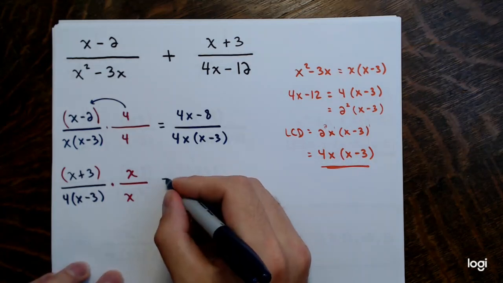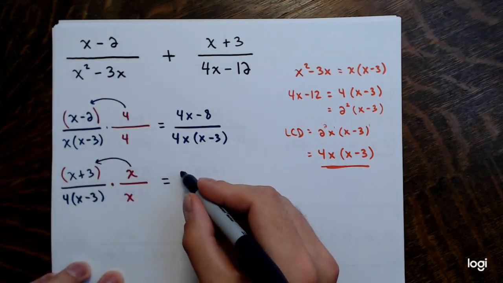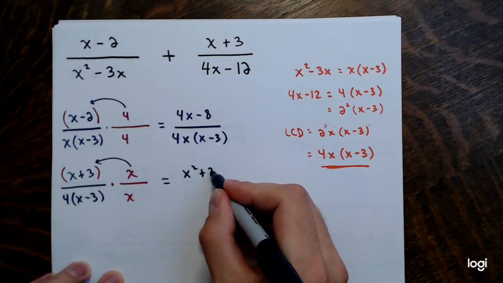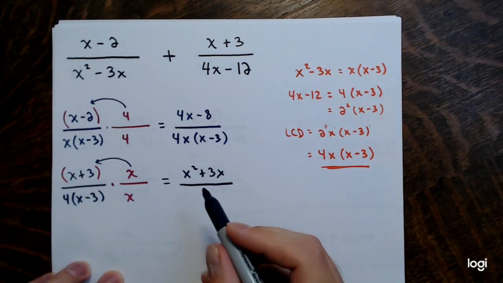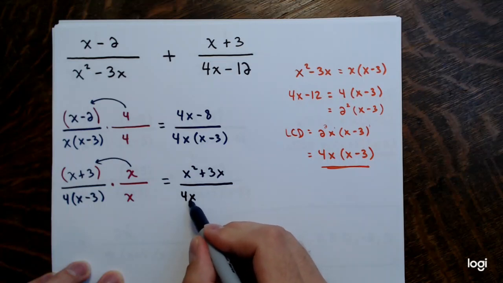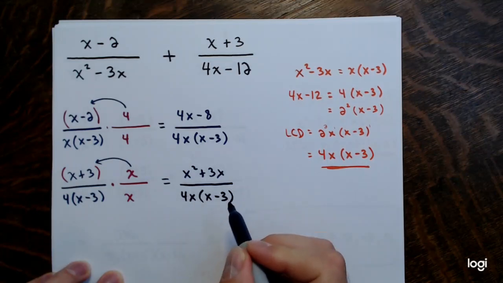So I'll be distributing the x up here, giving me x squared plus 3x when I multiply that. And again, denominators stay factored. 4 times x minus 3.